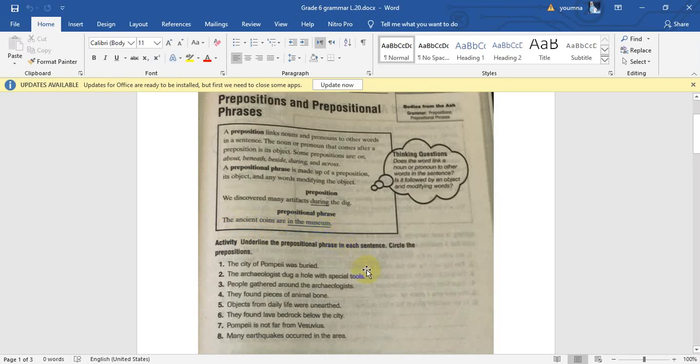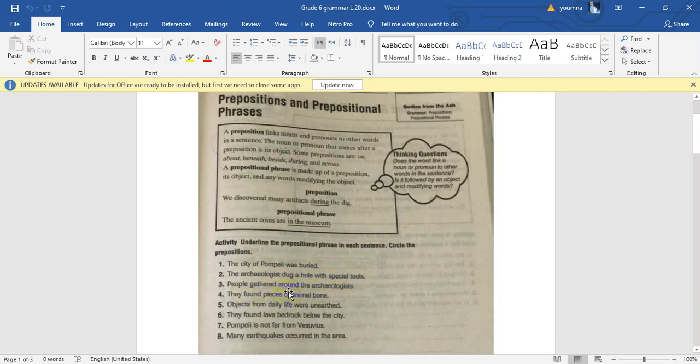Here we go. It wants you to underline the prepositional phrase and circle the preposition. Okay? So number 1. The city of Pompeii was buried. Here, where's the prepositional phrase? Of Pompeii. And of course the preposition is of. The archaeologists dug a hole with special tools. The prepositional phrase? With special tools. The preposition, with.